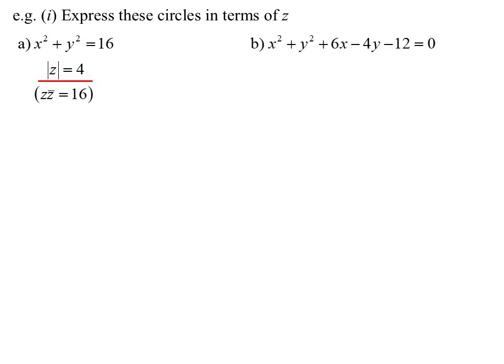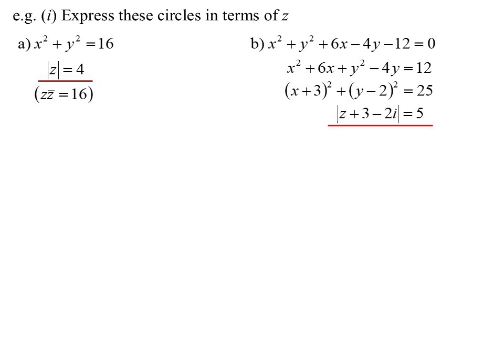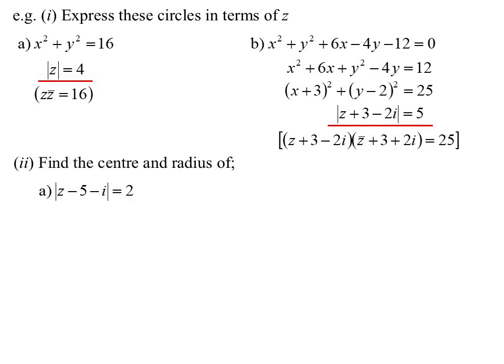Ooh, we're going to have to complete the square on this one, and we get, there we go. So we now know where the centre is, we know what the radius is. That would be the modulus of z plus 3 minus 2i is equal to 5. And in conjugate form, we would write it like that. Let's go the other way. Let's find the centre and the radius.